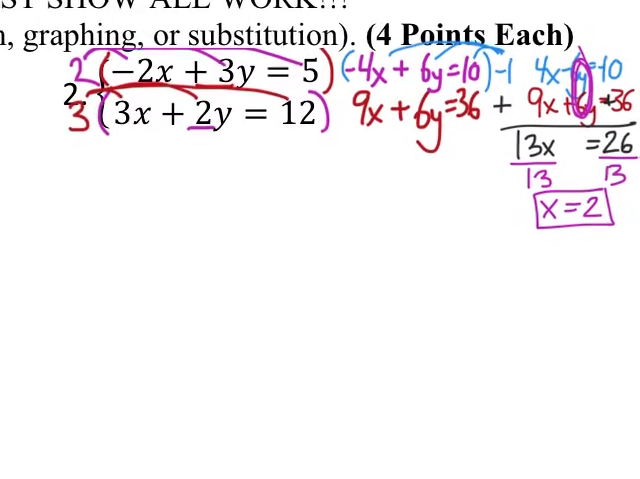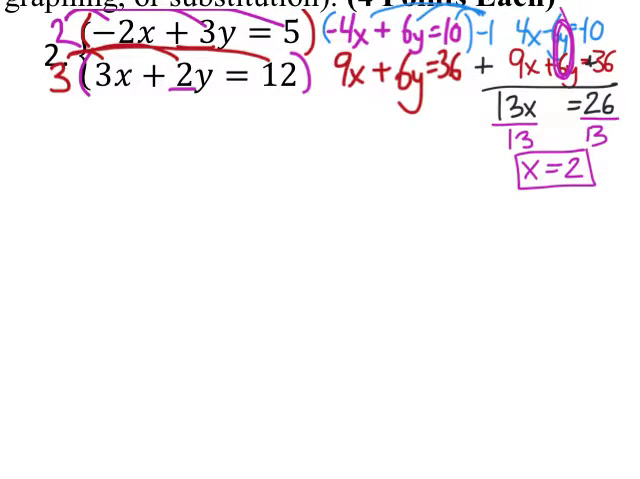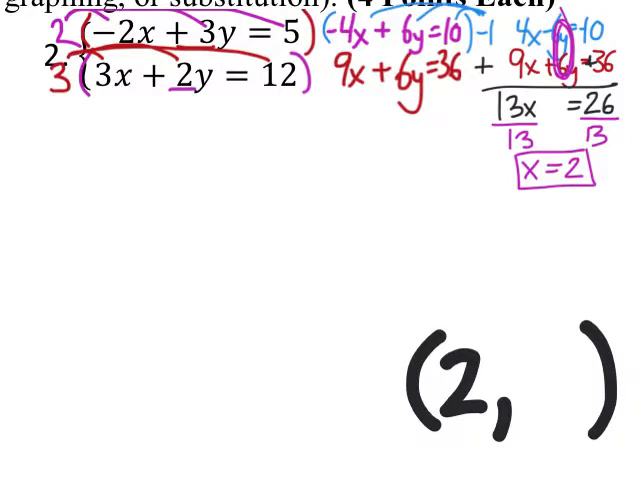So don't forget that x being 2, that's just half of the problem. Our final answer is going to be a coordinate pair. And the x value will be 2. We just need to solve for the y value. To solve for the y value, what we need to do is go back to the original equations. And I'm going to go ahead and rewrite one of them.